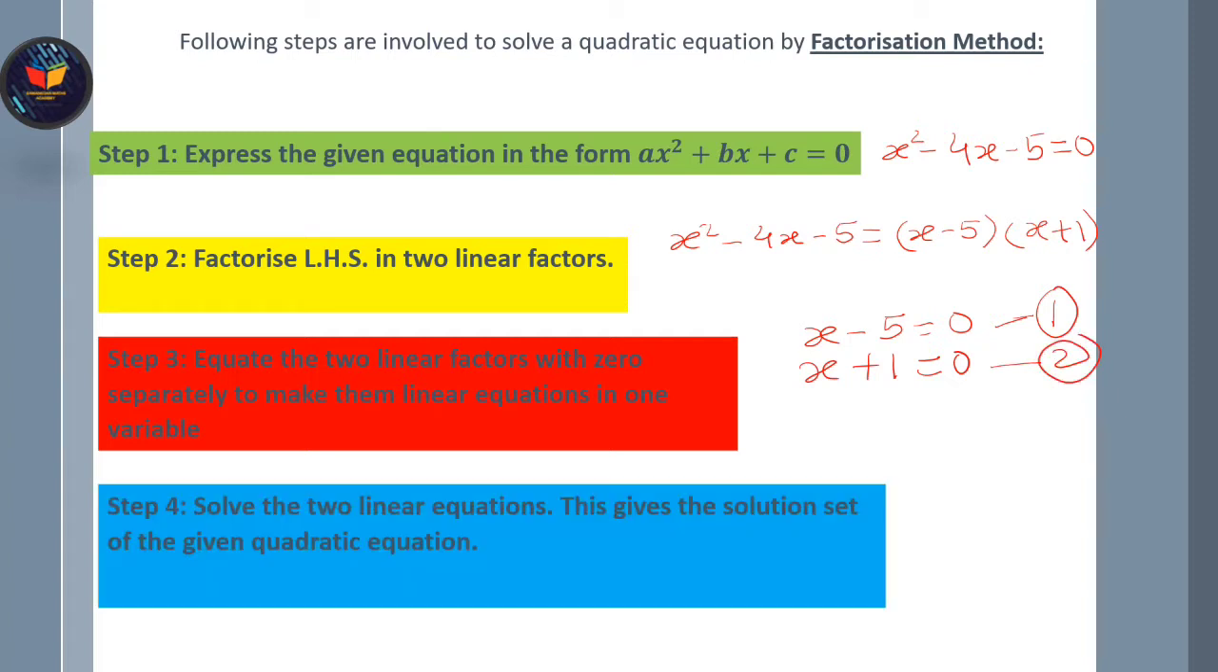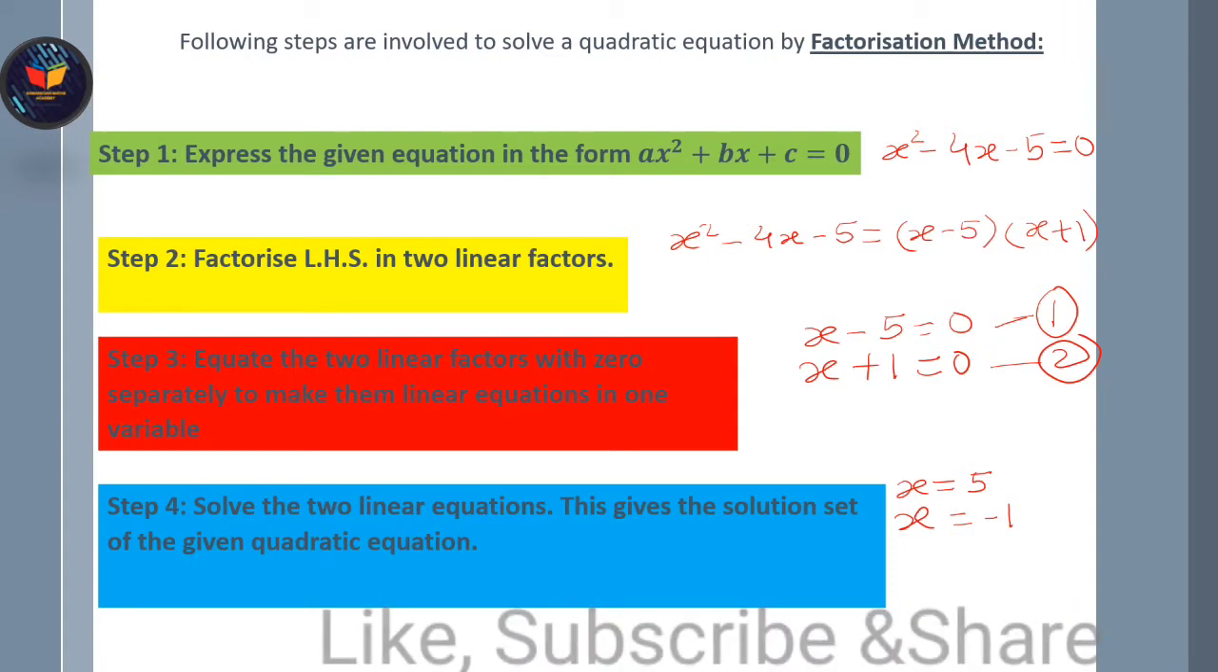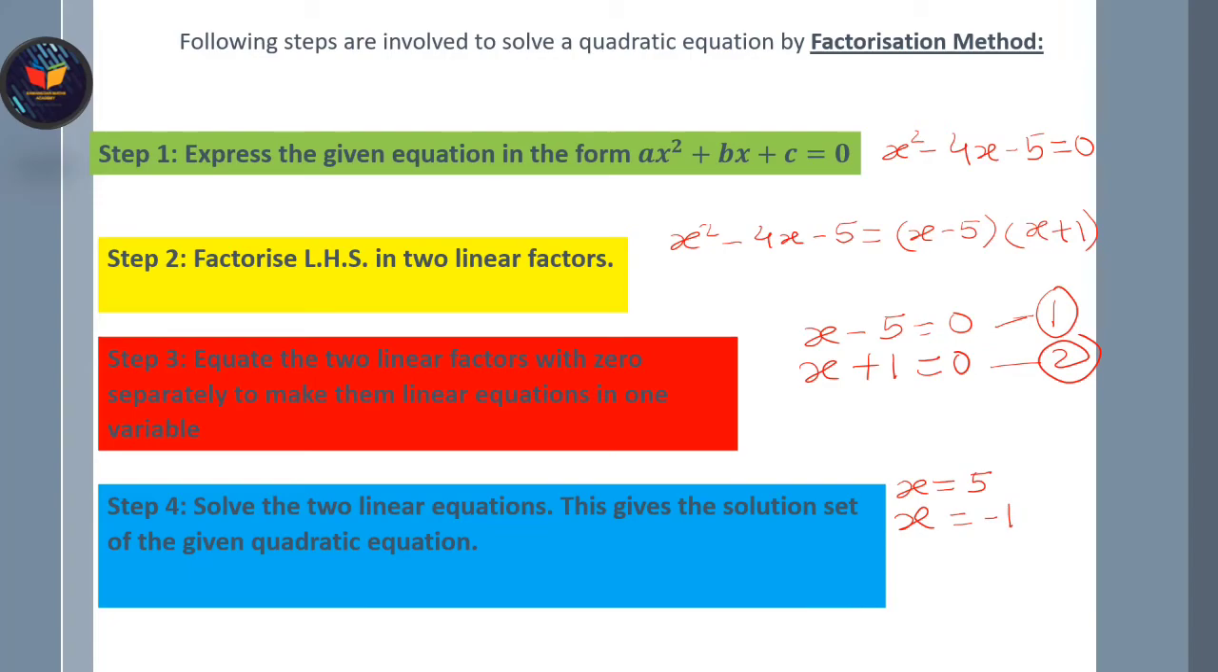Now last step, that is step number 4, is solve the two linear equations. These give the solution set of the given quadratic equation. So from equation number 1 you can write x is equal to 5, and from equation 2 x is equal to minus 1, and hence these are the solutions of given quadratic equation x square minus 4x minus 5 is equal to 0. Now we are going to solve the remaining examples in detail.